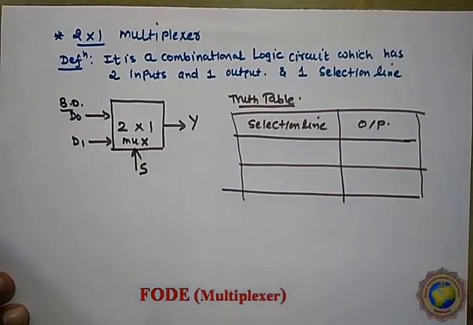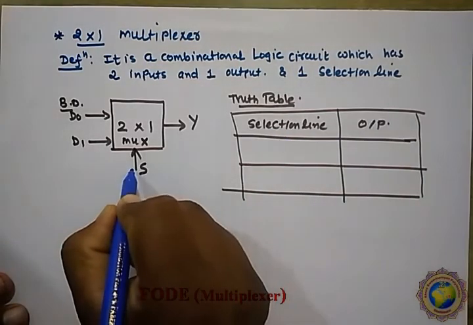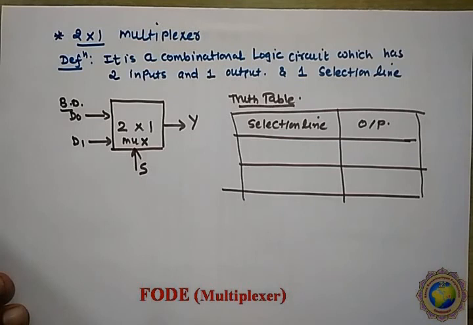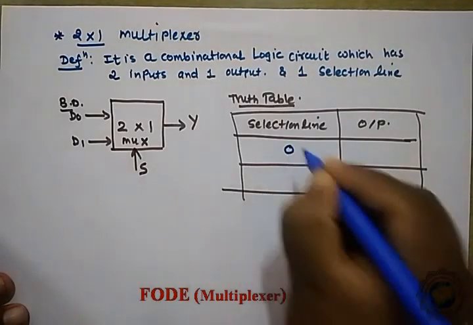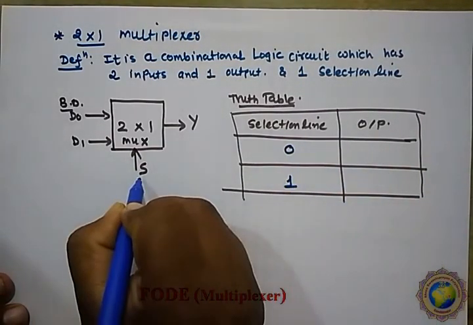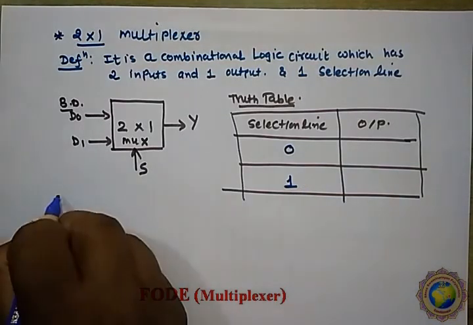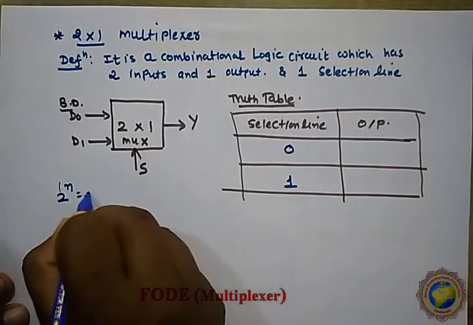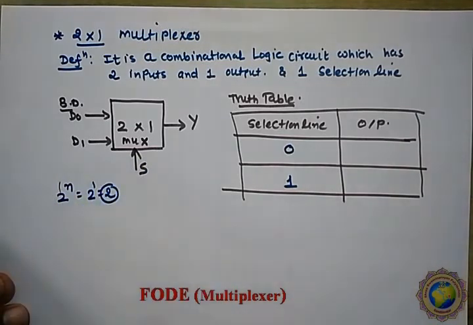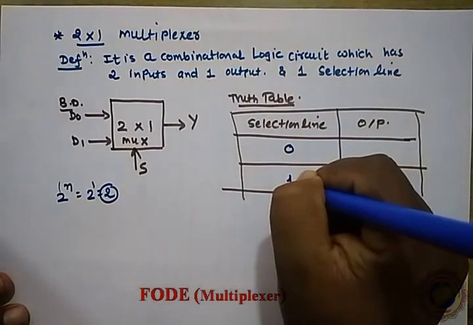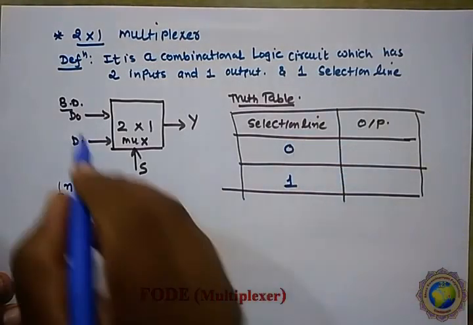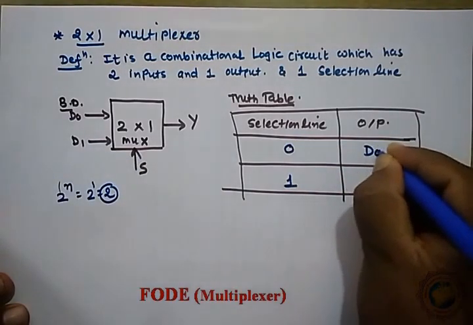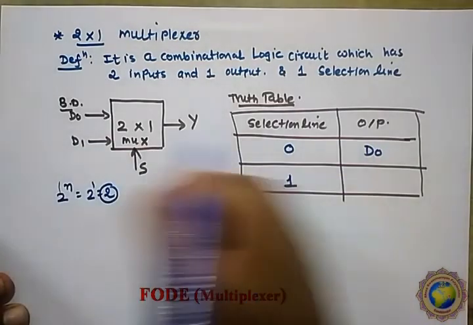Now in this selection line it is only one, so maximum there are 2 possibilities. Either it may be a 0 or 1. selection line તમારી પાસે એક જ છે, તો આપણે નંબર ઓફ કોમ્બિનેશન કેવી રીતે ગણીએ છીએ? 2^n. 2^n ની જગ્યાએ તમારે કેટલા ઇનપુટ છે? 1. તો 2^n is equal to 2 combinations are there. કેટલા કોમ્બિનેશન મળે છે? 2. Either it is 0 or 1. If it is 0, then it selects D0.